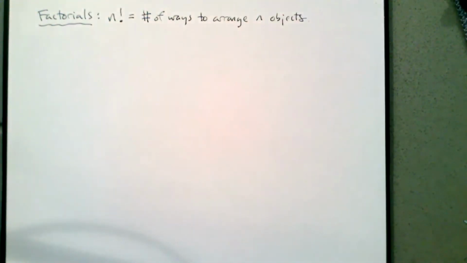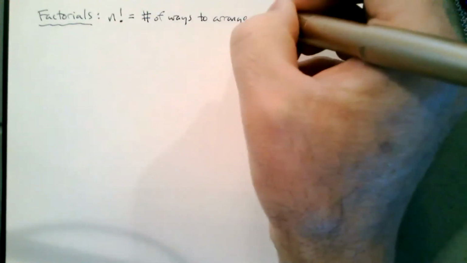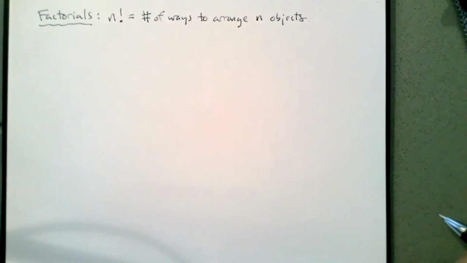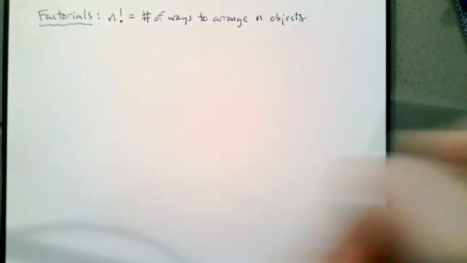The reason I like to lead with this definition of n factorial is that it establishes that 0 factorial should be 1. It also establishes that n should be a positive or a non-negative integer, because that's where we start learning about factorials. So let's think of n factorial as the number of ways to arrange n objects. Certain things come about from this definition.